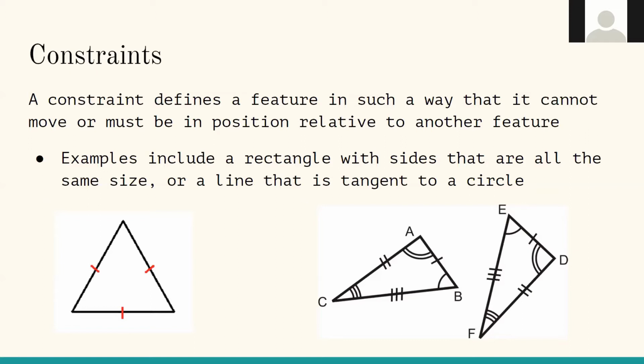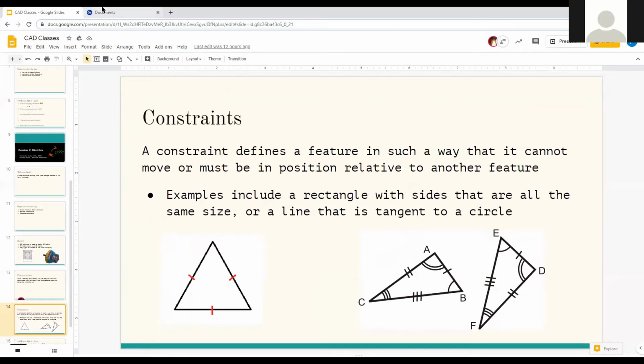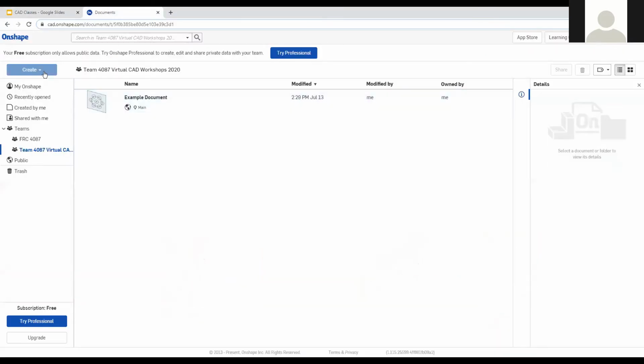Another example would be a line that's tangent to a circle. It has to be going right off that circle. It can't go through the circle. It has to be touching the very edge of the circle in only one point. I will provide some examples very soon of why that might be pretty useful. Now we'll go into Onshape.